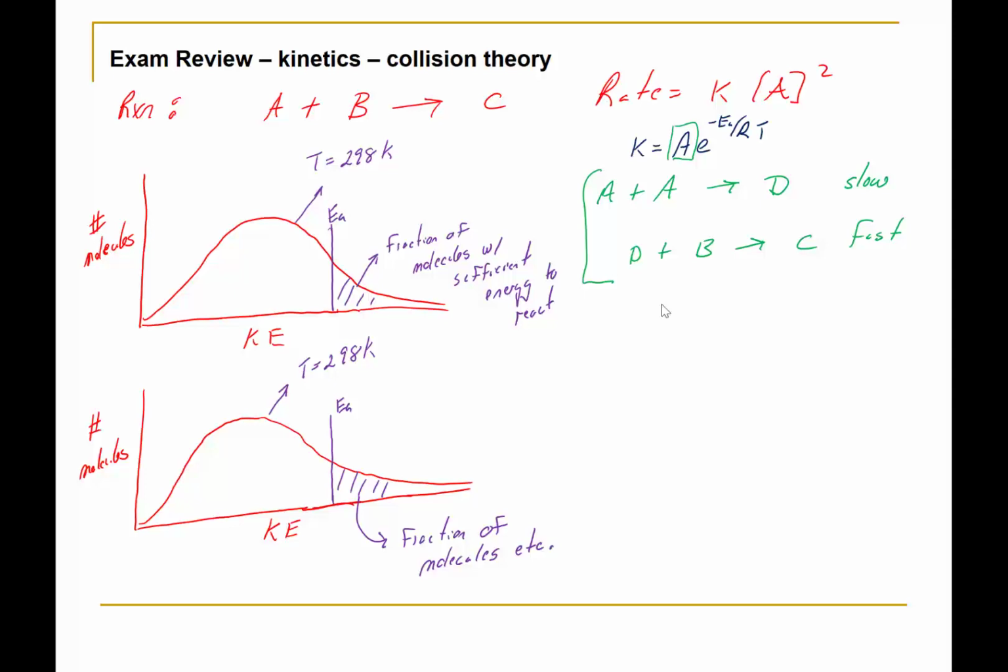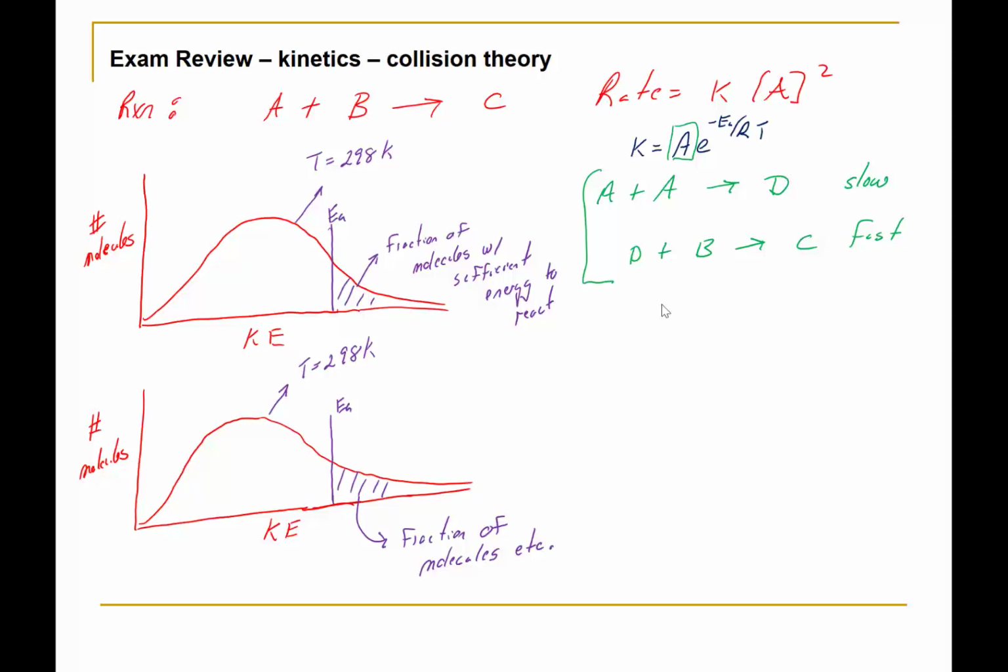I've written out in green a possible mechanism. It's possible in a slow step that two A molecules react to form an intermediate D, and then D goes on to react with B to ultimately form C, the product. When you add those two elementary steps, it gives you the overall balanced equation, and as mentioned, D is considered to be an intermediate.